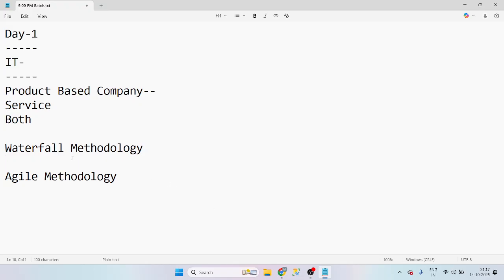Firstly, it's waterfall methodology, and the second one is agile methodology. In between these two, we have some others, but those are not popular. After waterfall, we are using agile methodology. Coming to here, previously in waterfall methodology we have these three types. In agile methodology, we have these three types.